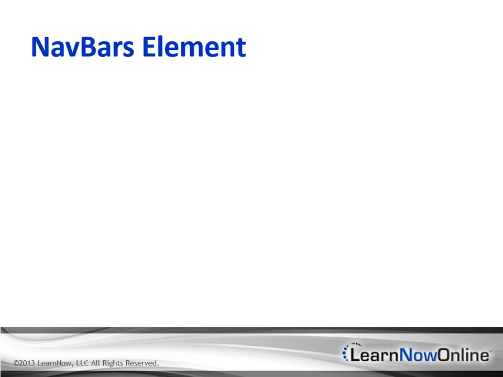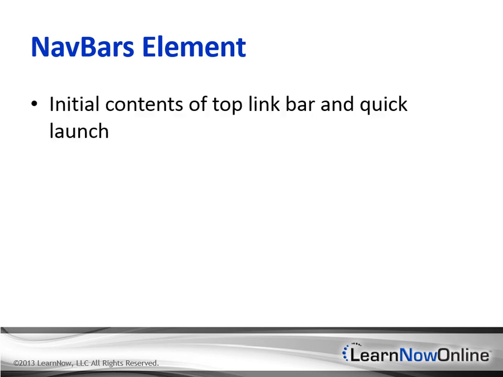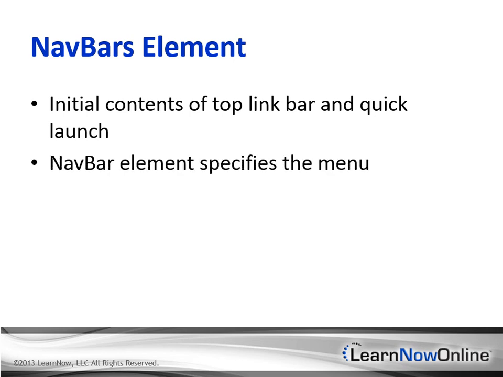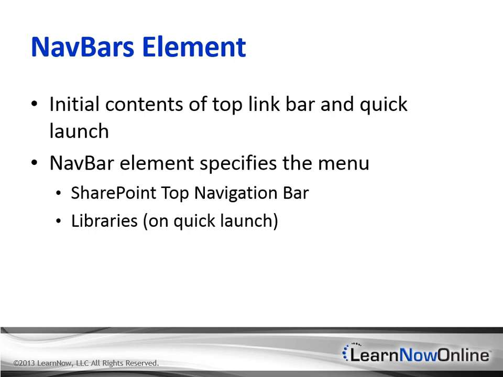Okay, next is the NavBars element. The NavBars collection contains templates. So it's actually the initial contents of the top link bar and quick launch. It contains templates that contain those items. The NavBar element specifies the menu. Every time you add a NavBar element, you're adding a menu item basically. And in this case, it's for the top nav. You could also do it for libraries, specifying whether or not you want them to show up on quick launch. And the same thing for lists.